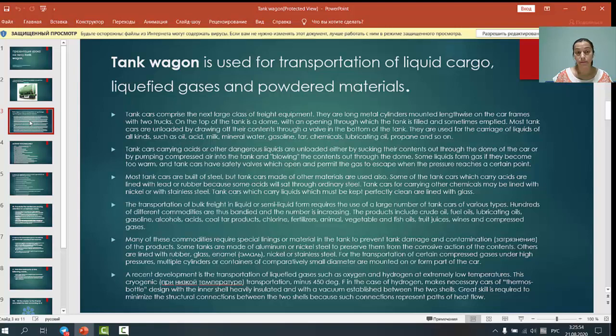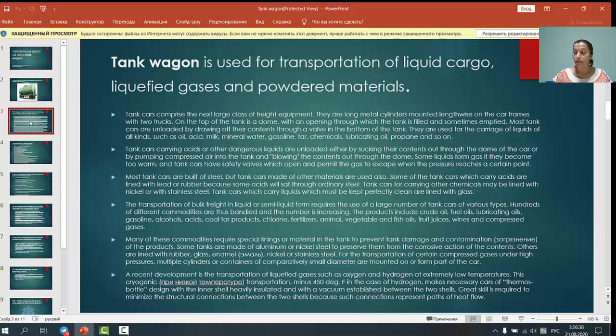multiple cylinders or containers of comparatively small diameter are mounted on or form part of the car. A recent development is transportation of liquefied gases such as oxygen or hydrogen at extremely low temperatures.